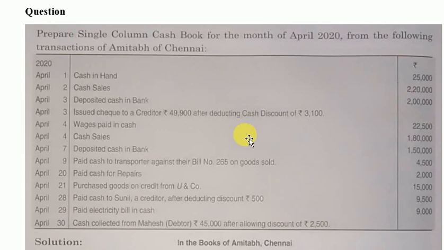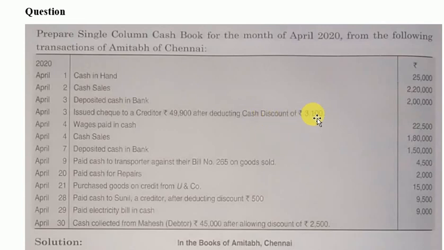Now we come to the fourth transaction, that is, issued check to our creditors 49,000 after deducting cash discount of 3,100. So here we are issuing the check to the creditor after deducting cash discount of 3,100.